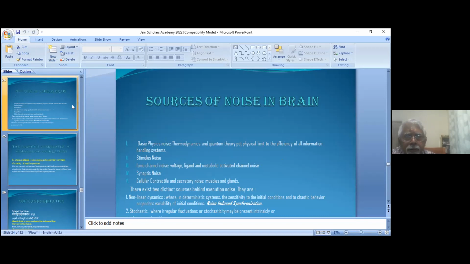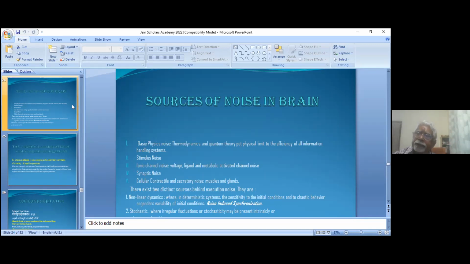Normally in thermodynamics and quantum theory, they put some physical limit. But in the brain, there are mainly four types of noise. One is called stimulus noise. I mean, you are looking at something, you are hearing something, then the stimulus is coming from the outside world. So along with the stimulus, some noise is also coming. This is from the external world, external sources. But the brain also has internal perturbation, internal noise. That is very important for the study of meditation and its characterization, because scientists discovered imaging machines like EEG, where there is programming, they can eliminate the noise from the outside world.